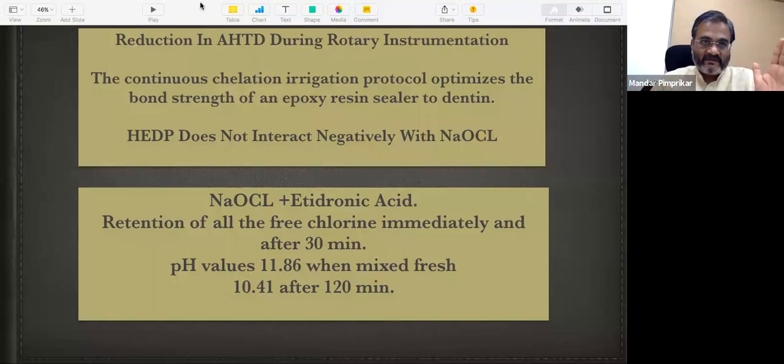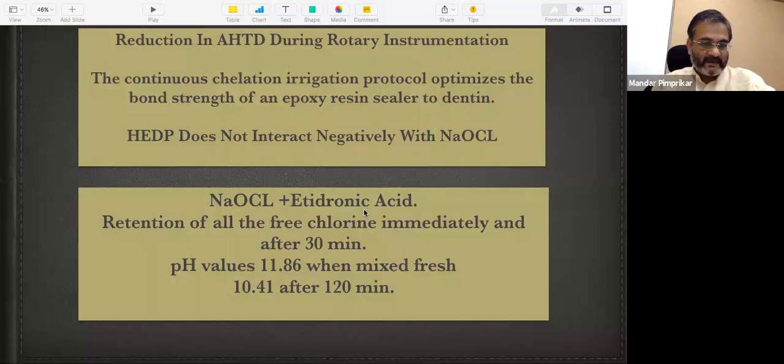So there is definitely a reduction of accumulated hard tissue debris during rotary instrumentation. The continuous chelation irrigation protocol optimizes the bond strength of the sealer, and it has been proven by a study. When you use epoxy resin sealers, the bond strength of the sealer to the dentin was found to be maximum when you use the continuous chelation concept. And the etidronic acid does not affect the chlorine release of the hypochlorite.